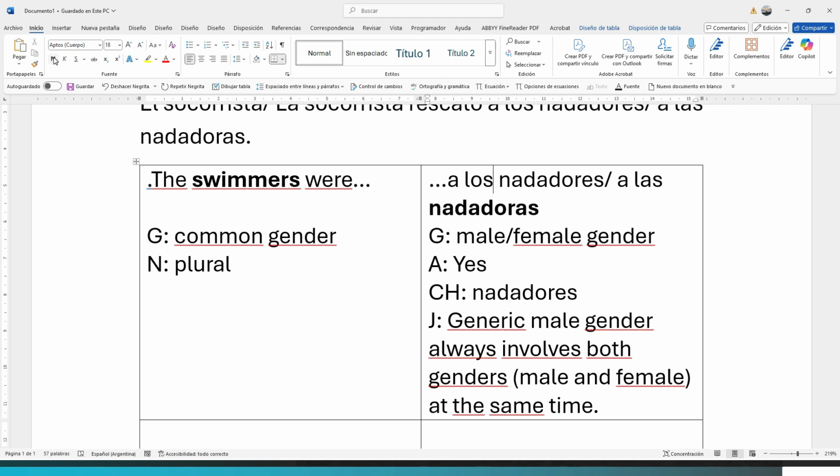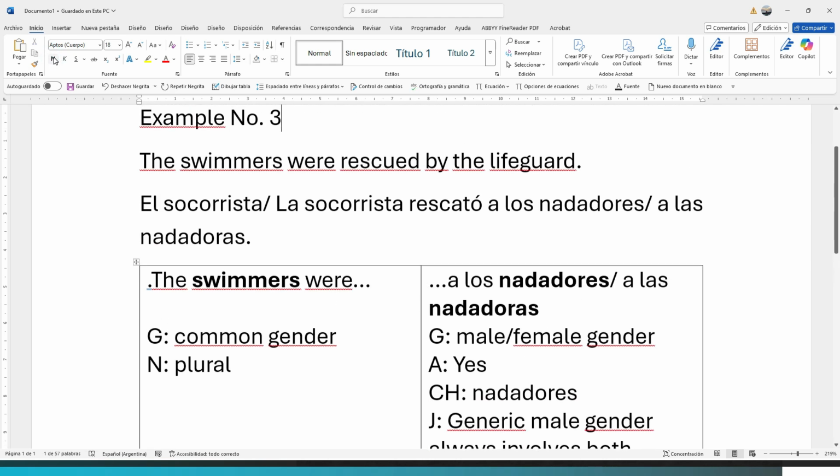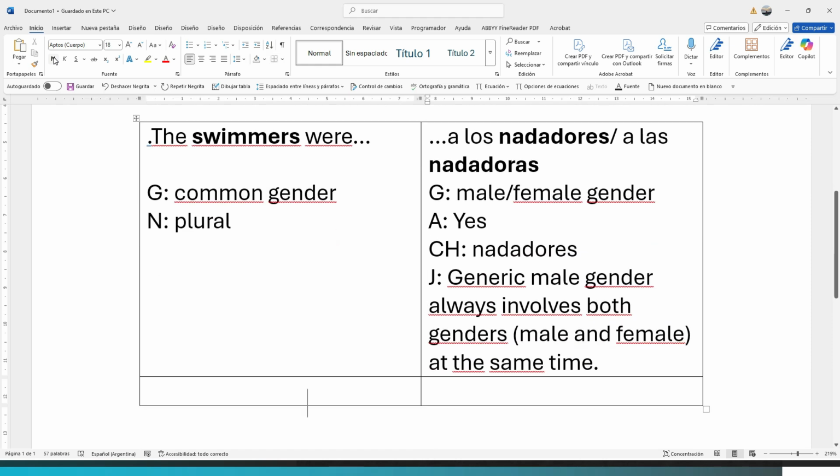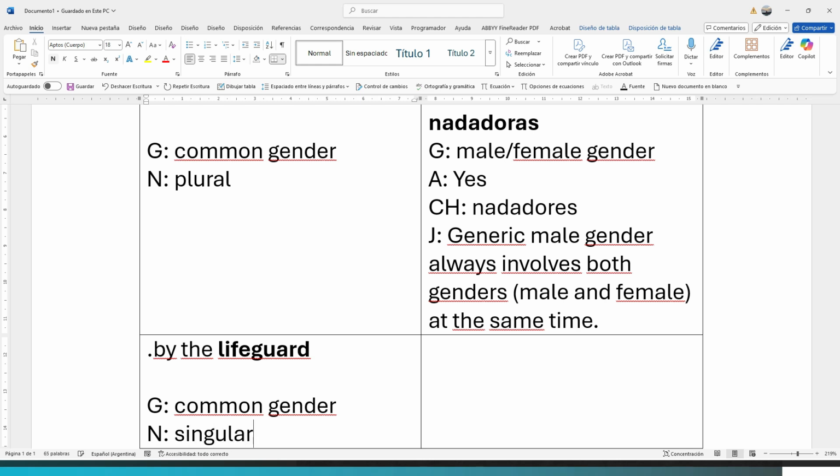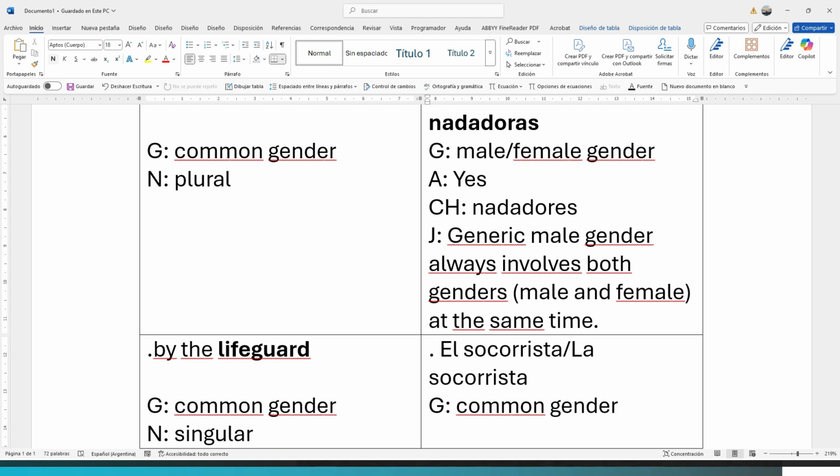What about the second example to be analyzed? The second ambiguous construction to be analyzed: by the lifeguard, el socorrista, la socorrista. Let's highlight the noun to be analyzed first, and here we have gender, common gender, number singular. What happens in Spanish? El socorrista, la socorrista, rescató, etcétera. Gender, common gender, because socorrista is a noun denoting both genders, male and female gender, at the same time.